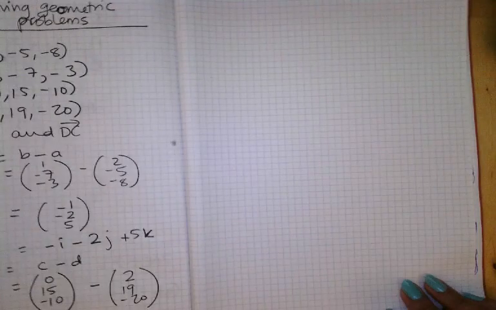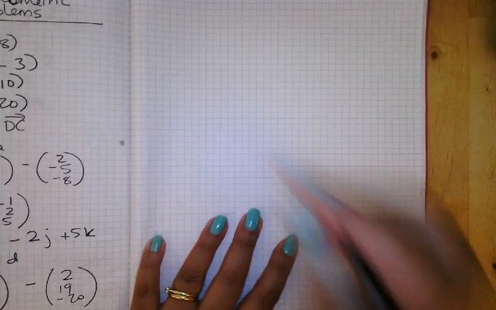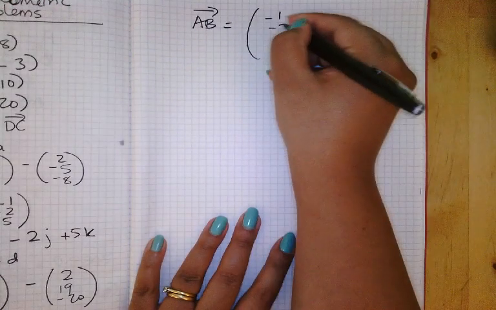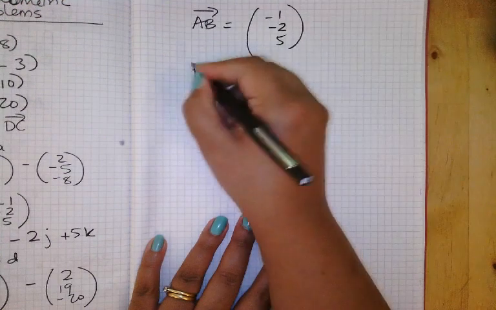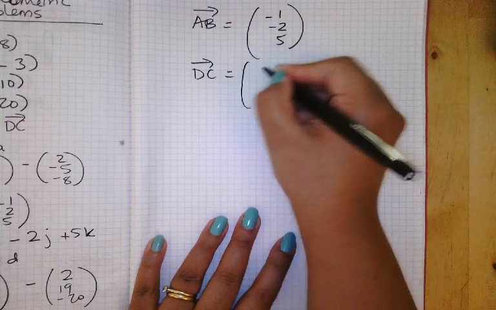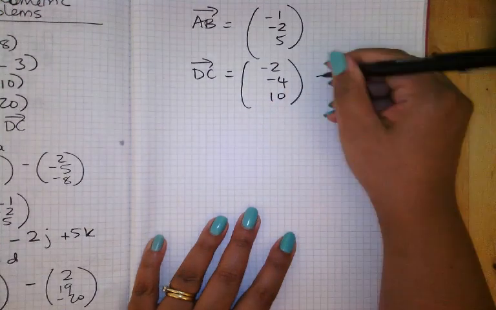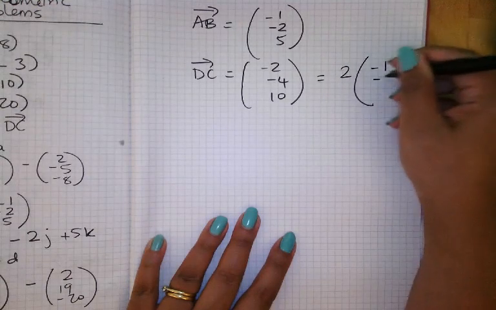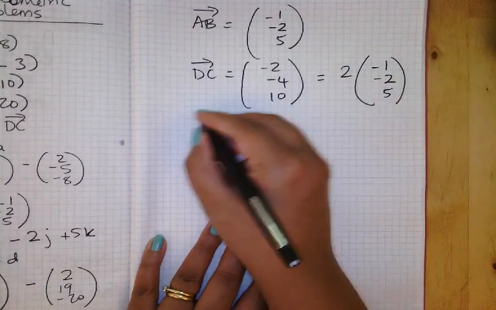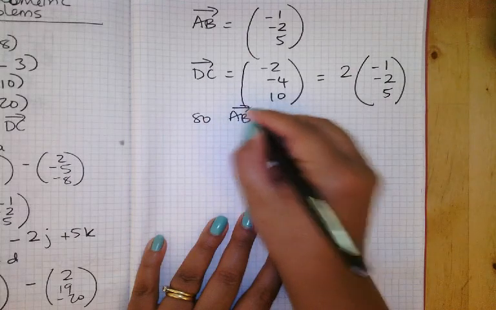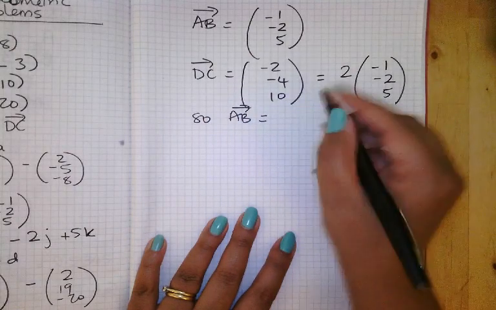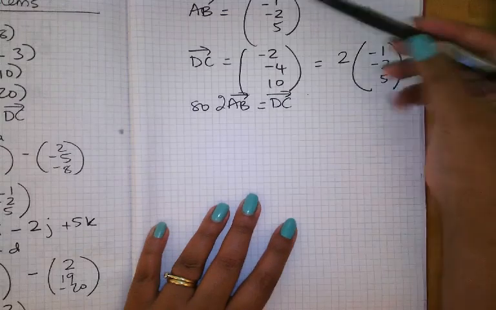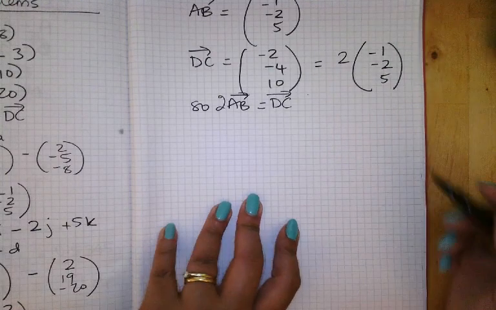Then it says show that the lines AB and DC are parallel and that DC is twice AB. So let's write those down again. AB vector, and I'm again going to write it in column form, much easier. AB is this, DC vector is -2, -4, and 10, which is the same as, if I take 2 out as a common factor, -1, -2, and 5. So 2AB is equal to DC. Twice AB will give you DC, as DC is longer.